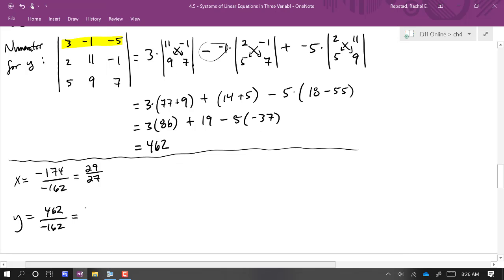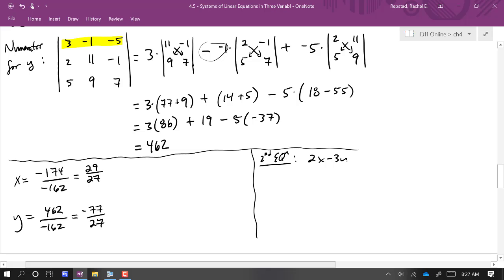Negative 77 over 27. And now we just need the value for z, but we know x and y, so we can use one of these equations to solve for z. So the second equation in the system looks like this.